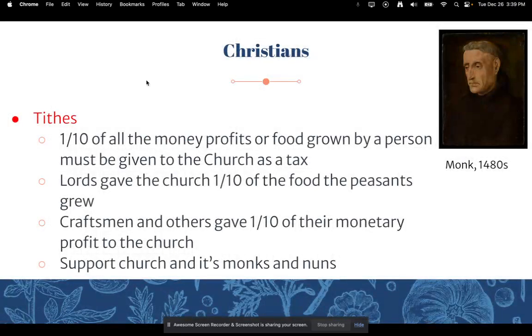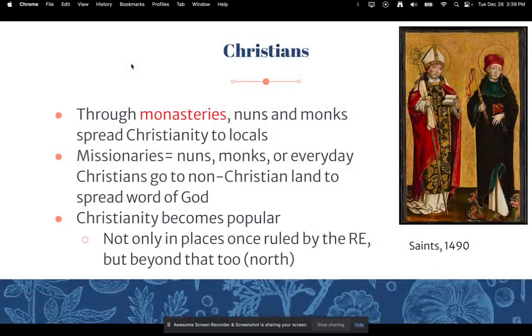One of the big things about the Christian church at this time was tithes. Tithes are one tenth of all the money, profits, or food grown by a person that must be given to the church as a tax. So lords would have to give the church one tenth of the food that the peasants grew. Craftsmen and others would give one tenth of their monetary profit to the church. This was in order to support the church and its monks and nuns.